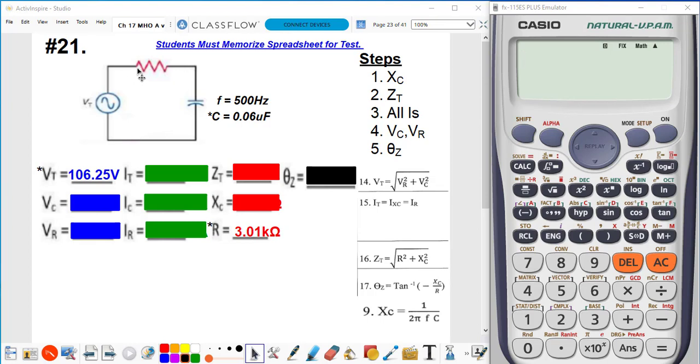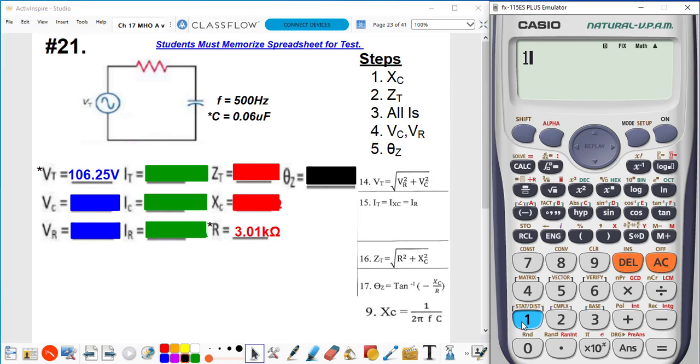In this video, I'll be making the calculations for a resistive capacitive complex circuit from the Chapter 17 math handout, problem number 21. In this circuit, I am given capacitance, but I'm not given capacitive reactance. So the first value we're going to calculate uses formula number 9 that you see here, which I've copied from the Chapter 17 formula handout. We're going to use formula number 9 to find this XC value.